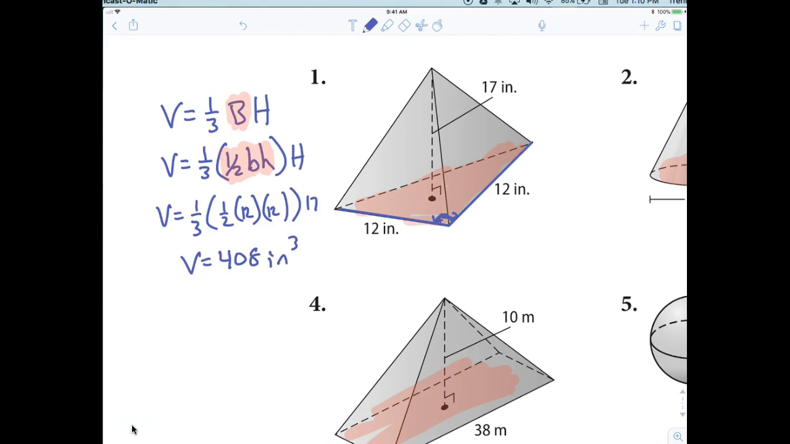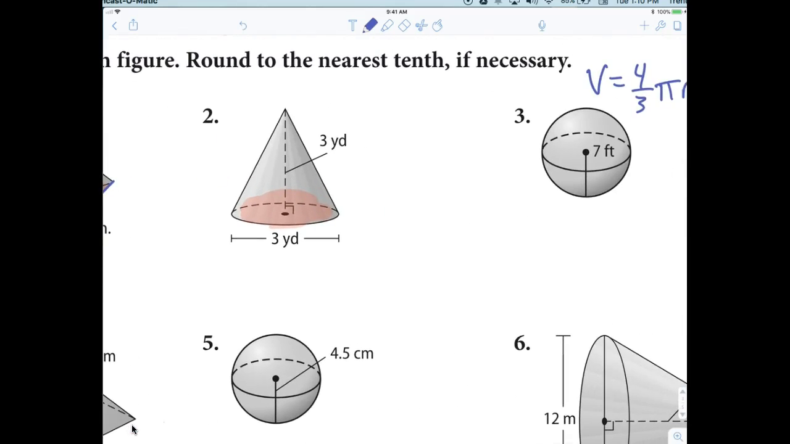All right, so now let's look at 2. Again, I want everybody to write down volume equals 1/3 capital B, capital H. Now, what again is the base of this problem? A circle, right? A circle. I know what you meant. A circle. What's the formula for area of a circle?